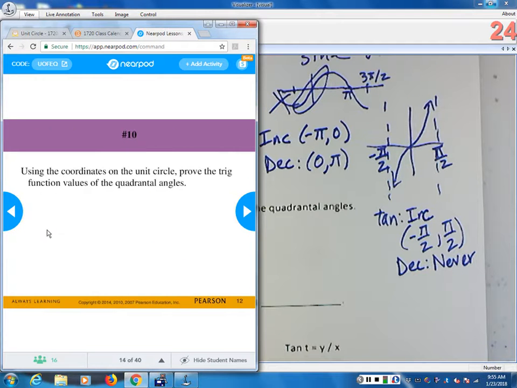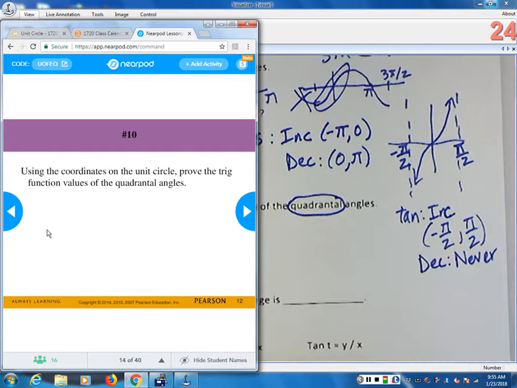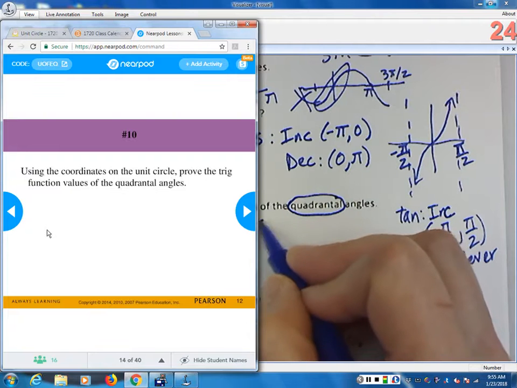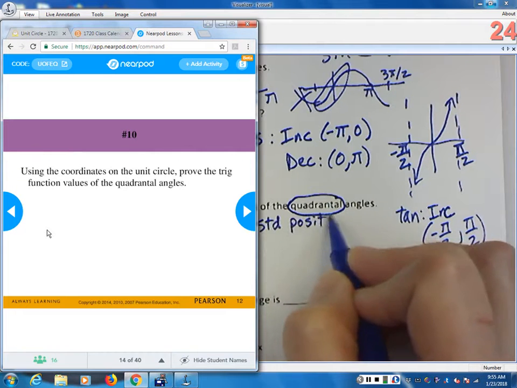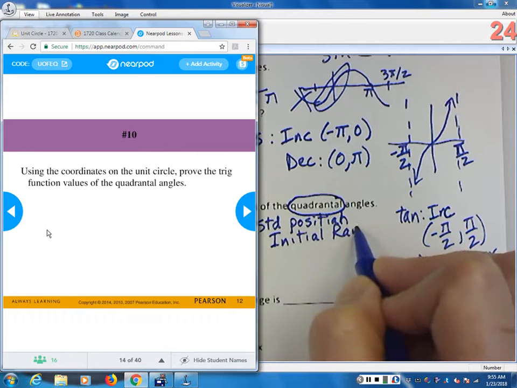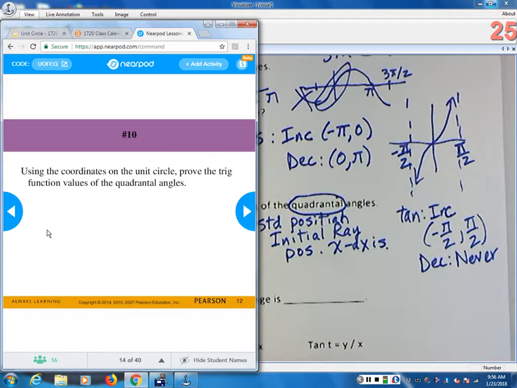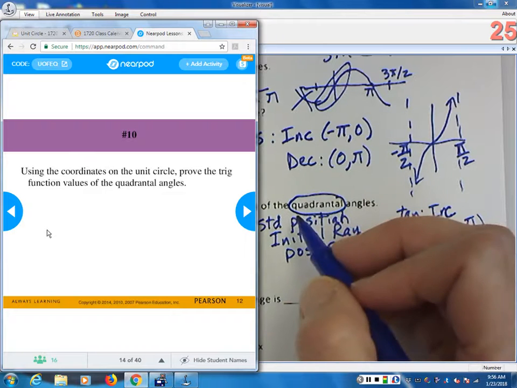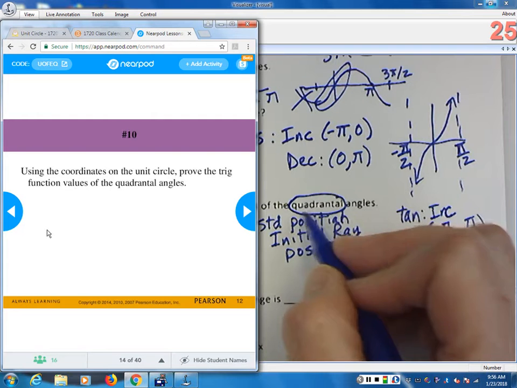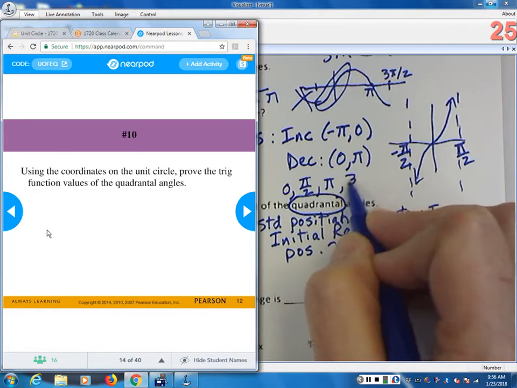Okay. All right. Now, reminder of what the quadrantal angles are. These are when the initial point, remember, standard position of an angle has its initial ray on the positive x-axis. And the quadrantal angles are the ones that have the terminal ray on an axis. So the quadrantal angles between 0 and 2 pi are 0, pi over 2, pi, and 3 pi over 2.